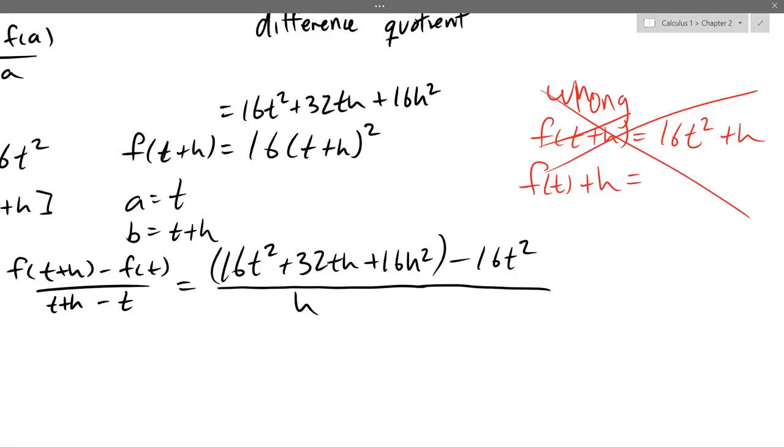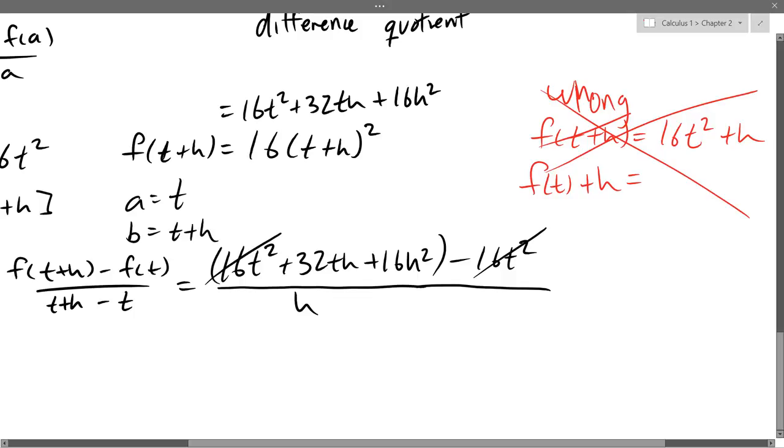All right, what cancels out? Easy algebra. 16t squared, 16t squared. So that cancels out. So what do we have? 32th plus 16h squared divided by h.